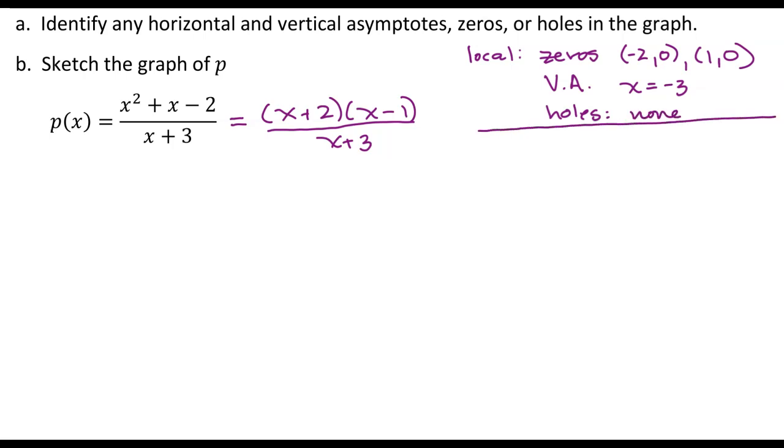Okay, so here's where it's going to get a little more interesting. For the global behavior, since the degree of the top is bigger than the degree of the bottom, and we didn't just get to algebraically wipe that out completely, we're going to have to rewrite this fraction using long division. So the factored form was very useful for local behavior, but it doesn't help me find the global behavior. And this time, even the original form isn't really helping me find the global behavior.